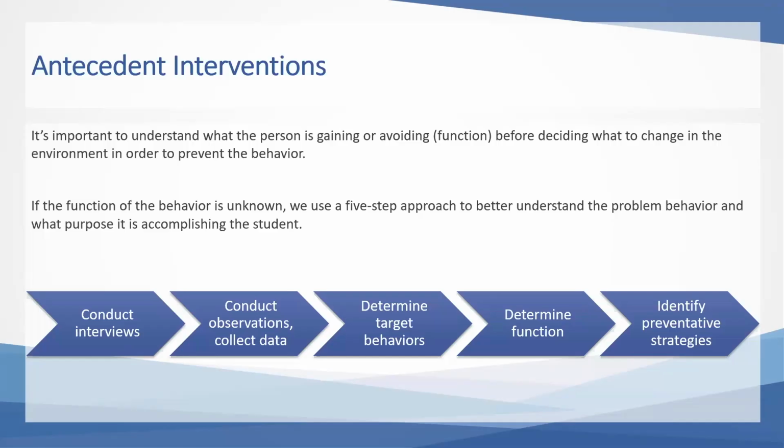So if the function of the behavior is unknown, we can't just start guessing. We need a structured way to figure this out. And that's where a five-step approach comes in, which helps us better understand the problem behavior and the purpose it's serving for the student. We conduct interviews, collect data, identify the behaviors and functions, and then we decide on which strategies to use.